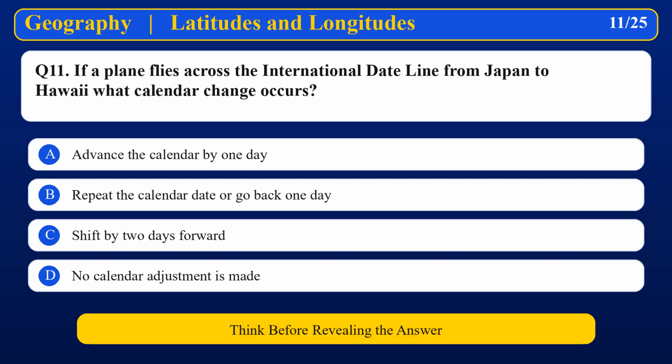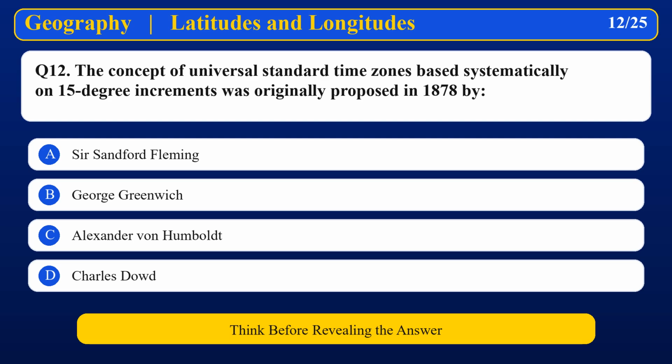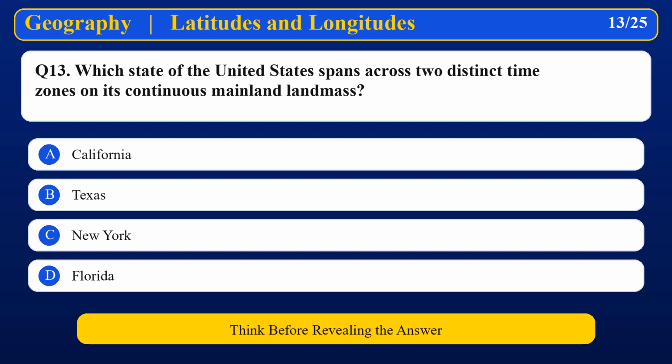If a plane flies across the international date line from Japan to Hawaii, what calendar change occurs? Repeat the calendar date or go back 1 day. The concept of universal standard time zones based systematically on 15-degree increments was originally proposed in 1878 by Sir Sandford Fleming. Which state of the United States spans across two distinct time zones on its continuous mainland landmass?